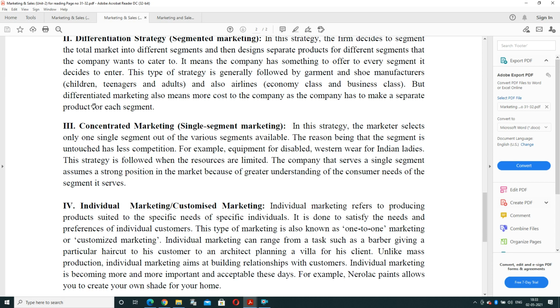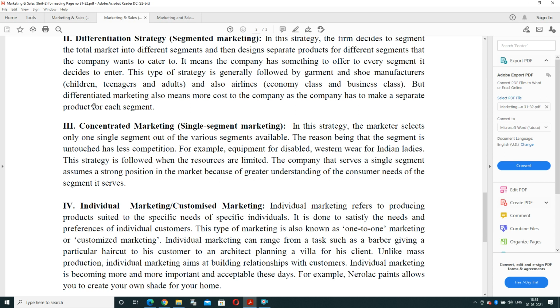The same type of haircut is not preferred by everyone. He will give service according to the customer's requirement. Another example is the architect. The architect plans a house for his clients with different architecture, according to each client. Unlike mass production, individual marketing aims at building a relationship with the customer. Individual marketing is becoming more and more important and acceptable these days.